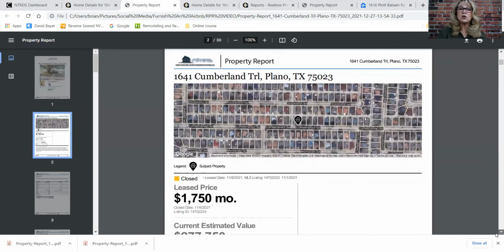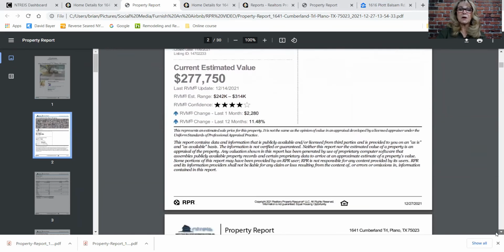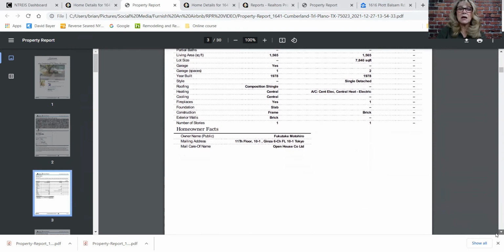Here it gives you a little overview of the neighborhood, and then some more info. And then you can get into the home facts. And from this RPR, you can actually run comps. You can manipulate the numbers, and you can often find off-market property sales prices on this, or look it up on the tax records.